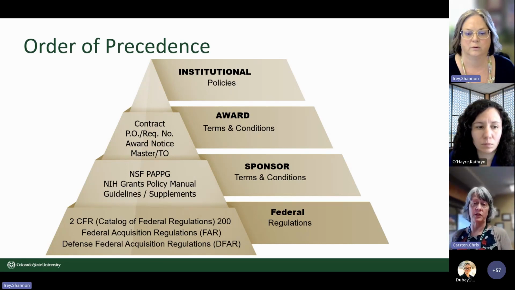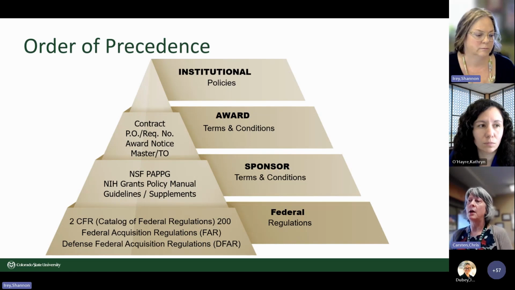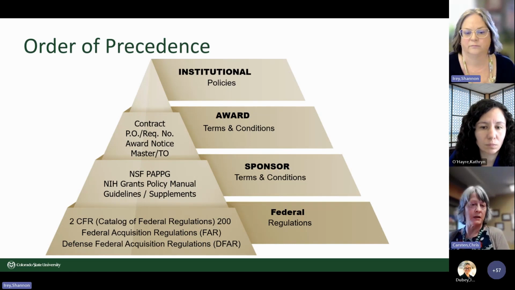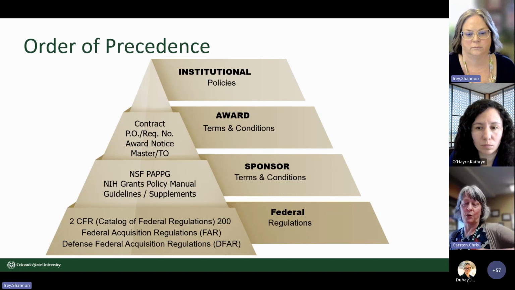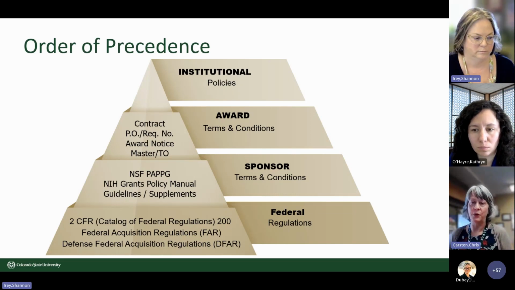As with any questions about allowability, can we do this? You need to work with your OSP team, and again, order of precedence. The most restrictive thing is what we're looking for, right?